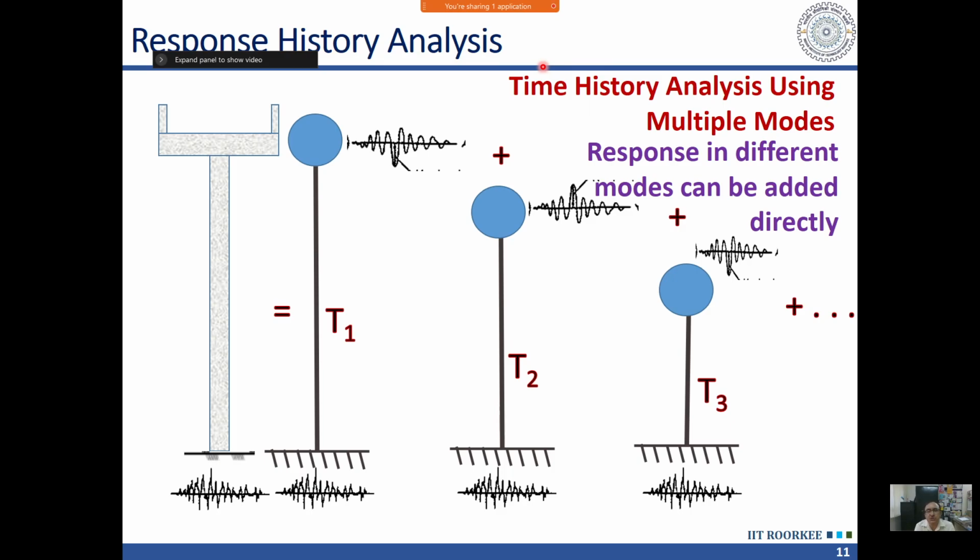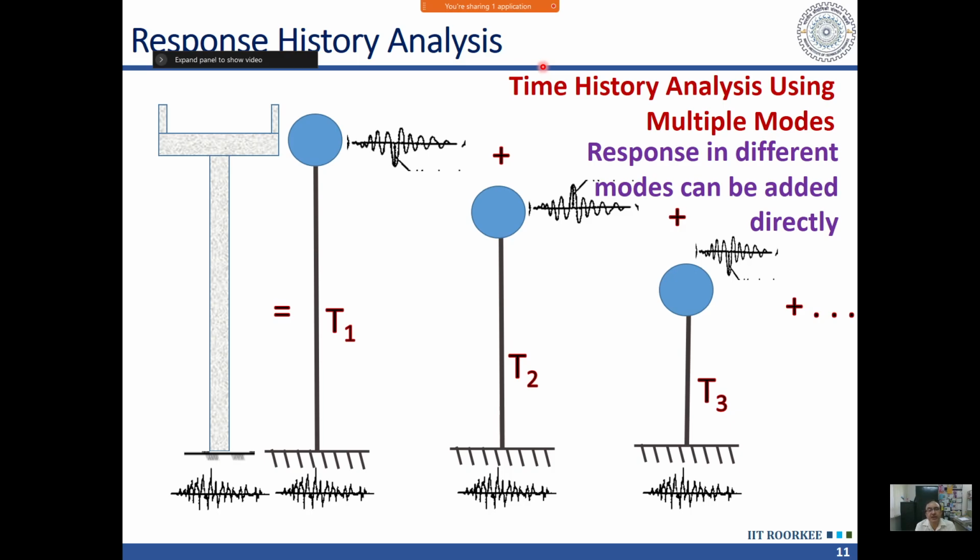This is almost as accurate as the time history analysis. Time history analysis is the most accurate analysis we will discuss in the next slides, where we are analyzing the structure as a whole, the multi-degree freedom system with all its nodes and all its degrees of freedom, we are analyzing for a given time history. So that is our time history analysis.